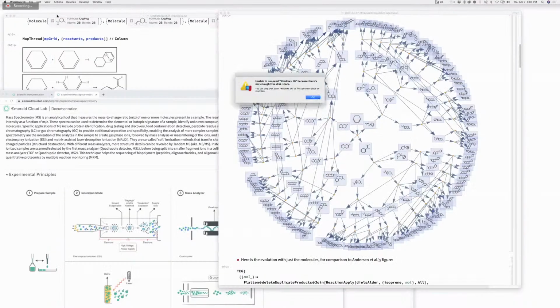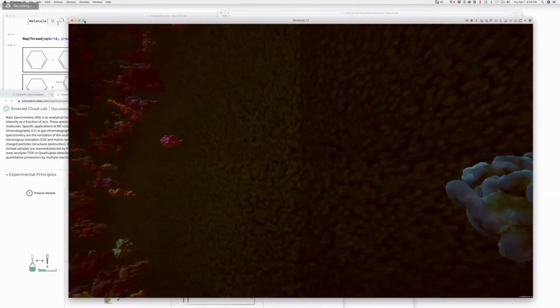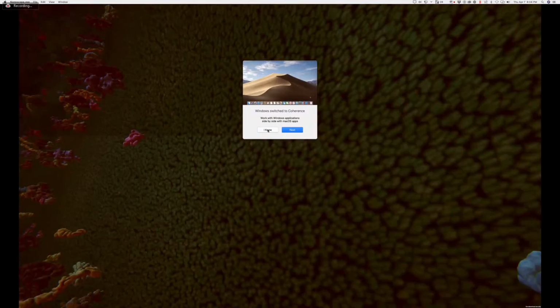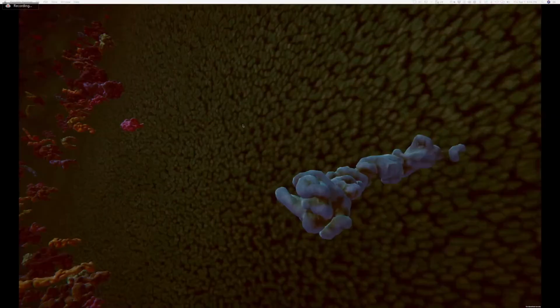I think it's time to close this Windows window. No, it won't go away. Help. What the heck? It refuses to suspend. Metastasis. Yeah, it won't die. Unable to suspend Windows 10 because there isn't enough. What the heck is this? It says unable to suspend Windows 10 because there isn't enough free disk space.